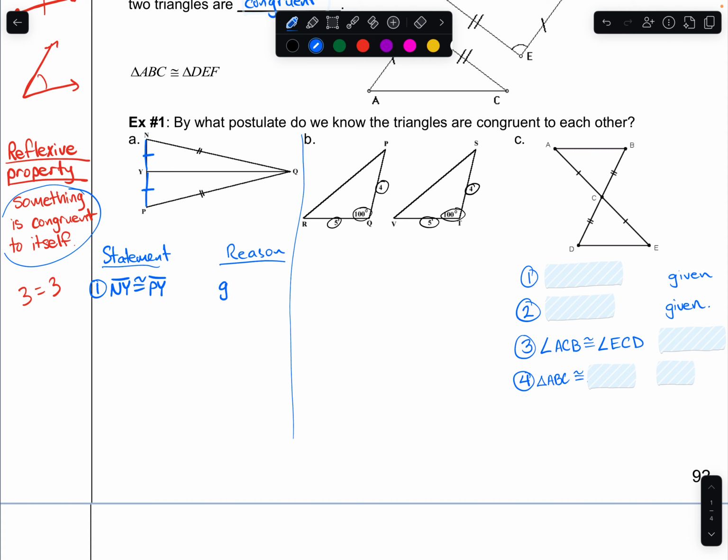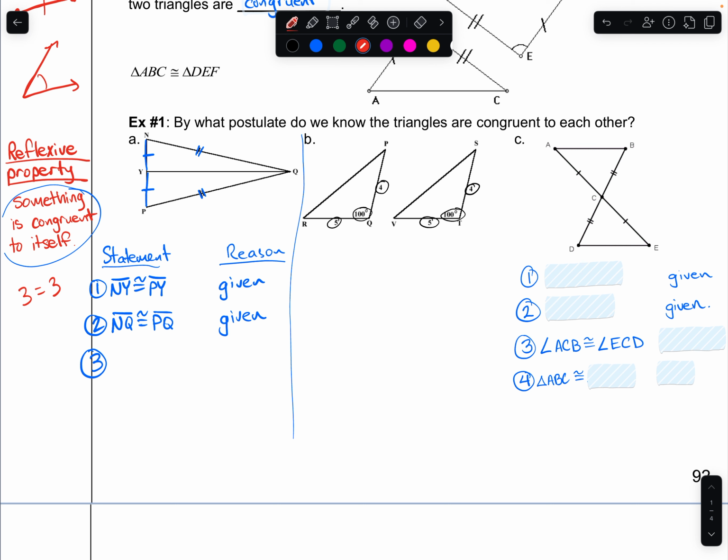And there's those tick marks there. I mean, it's just given to us. We don't have to justify it. It's just because the picture says so. And we have another given statement. Because of these two tick marks, I can say that line segment NQ is congruent to line segment PQ. That's given. It's just because the picture says so.